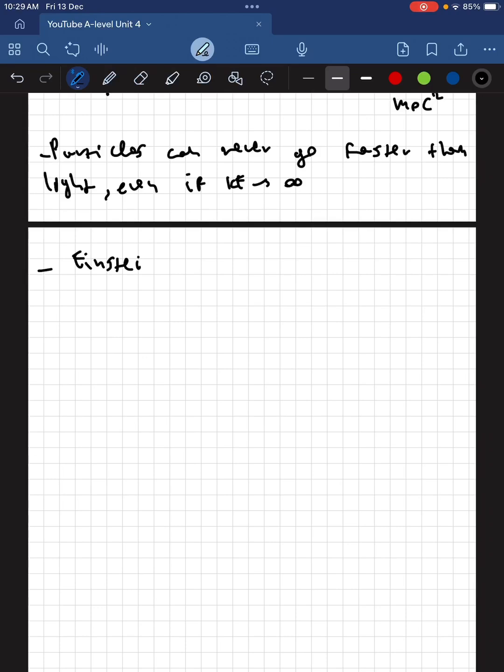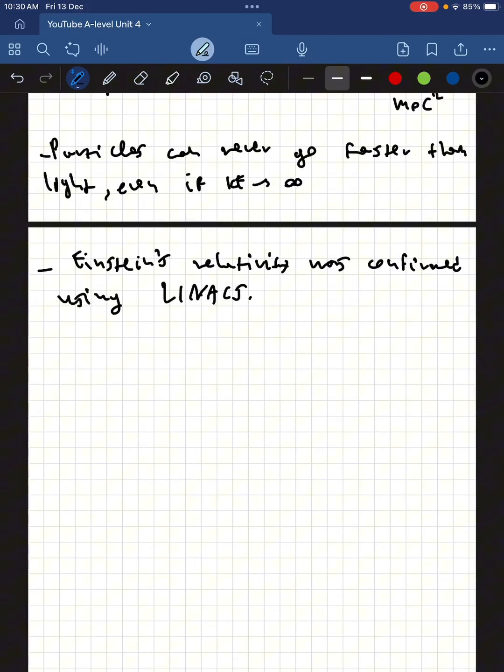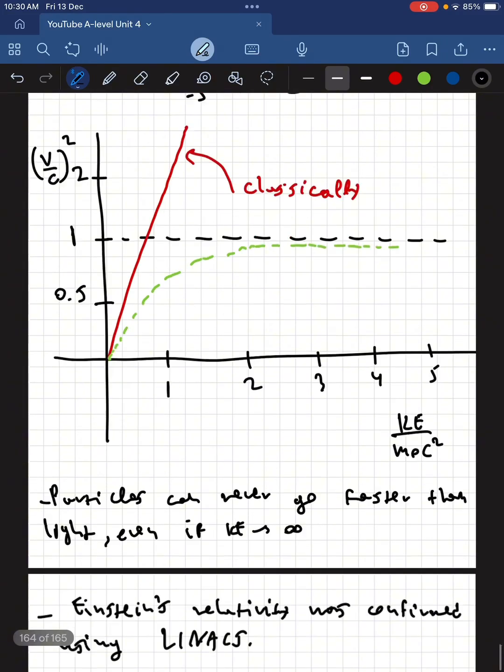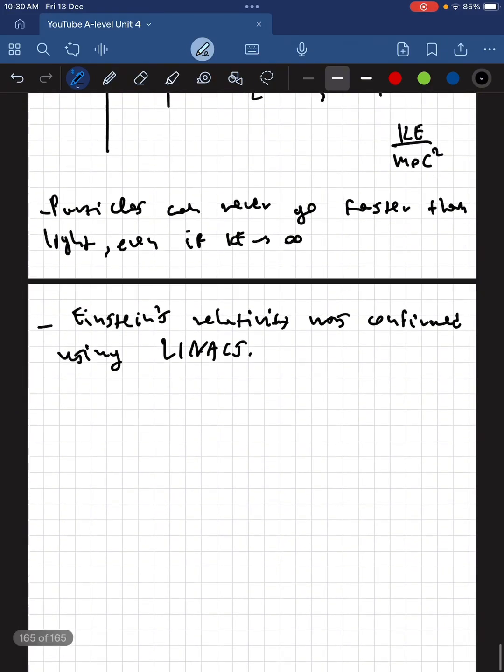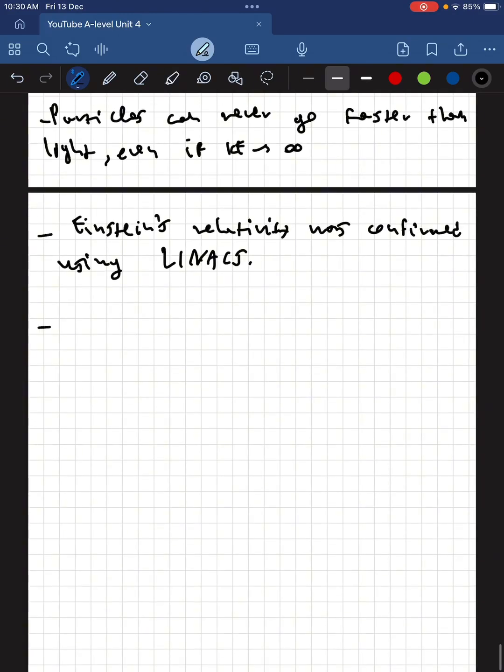So Einstein's relativity was confirmed using LINACs, because it was observed that particles cannot go faster than light. And by the way, the optional part stopped. Now these are things that you need to know. Remember when I told you that m naught c squared has units of energy?